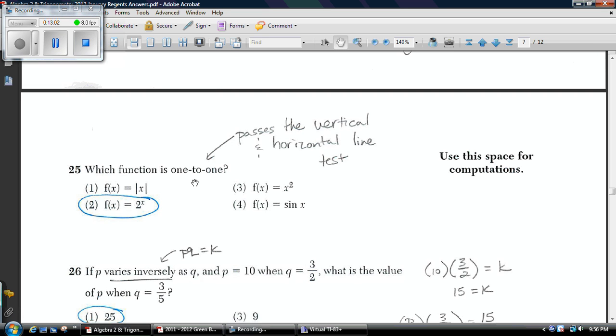Which function is 1-to-1? Use your calculator. To be 1-to-1, you got to pass the vertical and horizontal line test.